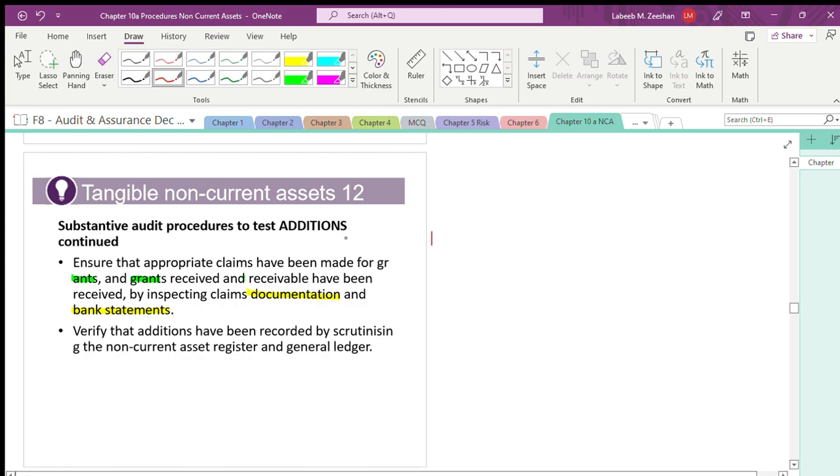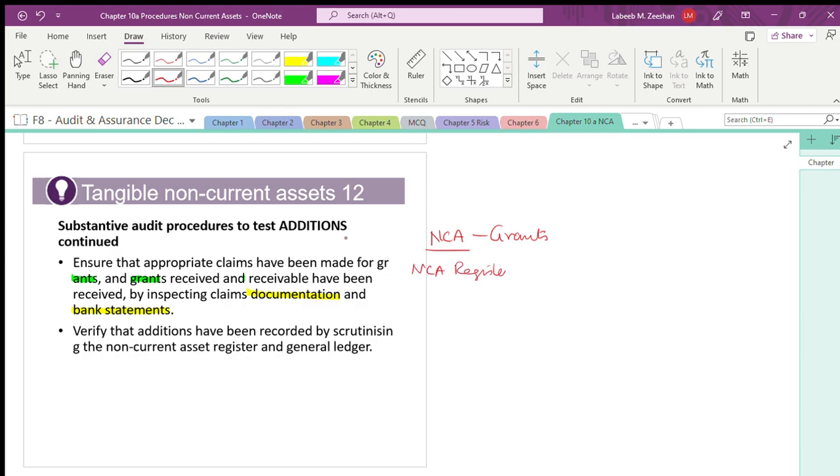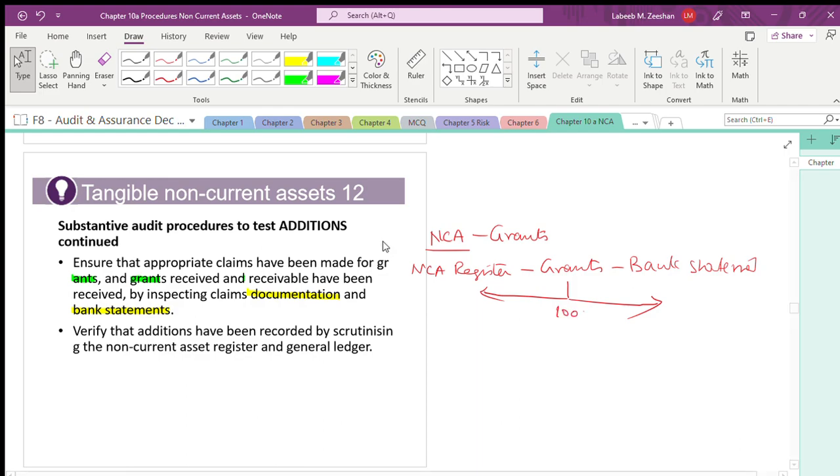Whenever you have non-current assets related to the grants, first you will have the non-current asset register, then the grants register, then the bank statement. Whatever grants you receive, related to the non-current register, will be credited in the bank statement. So if it is 10,000 in the non-current register, in the bank you are going to show 10,000. That is the evidence. Verify that additions have been recorded in the non-current register as well as the general ledger. Both things should go side by side.